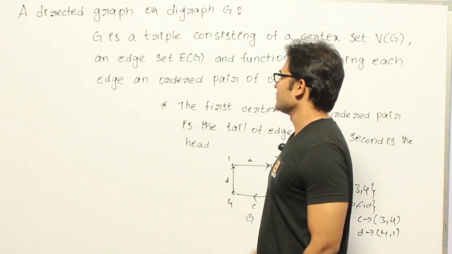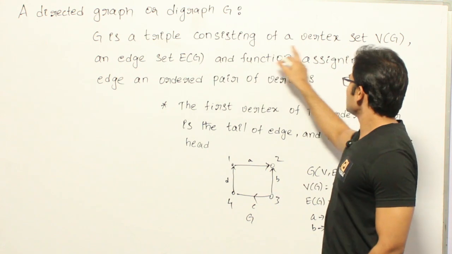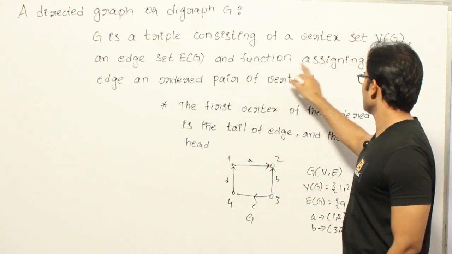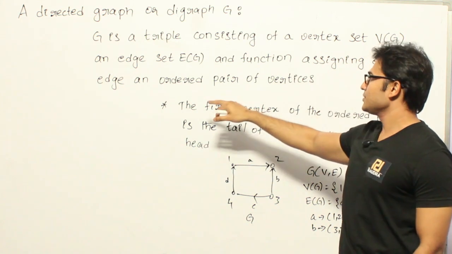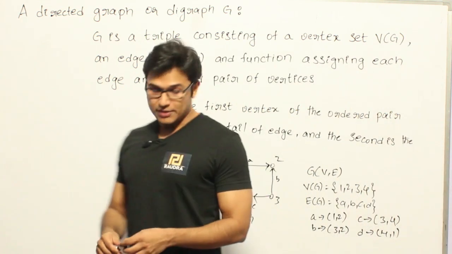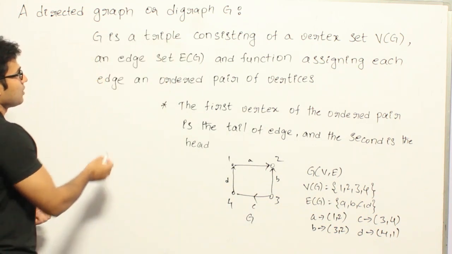Now let's see directed graph. A directed graph or a digraph G is a triple consisting of a vertex set V of G and an edge set E of G, and the function assigning each edge an ordered pair of vertices. So what they are trying to say is that we have a triple.